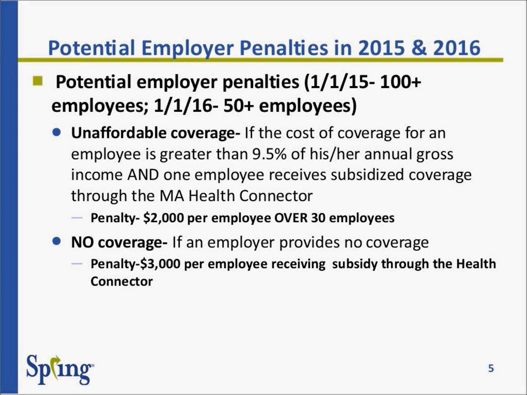You annualize that number, so it'd be $2,400 divided by the annual gross income of that employee. So it's just a factor used. You take the contribution amount annualized, and you divide that by the annual gross income. And if it's more than 9.5%, it is considered to be unaffordable.